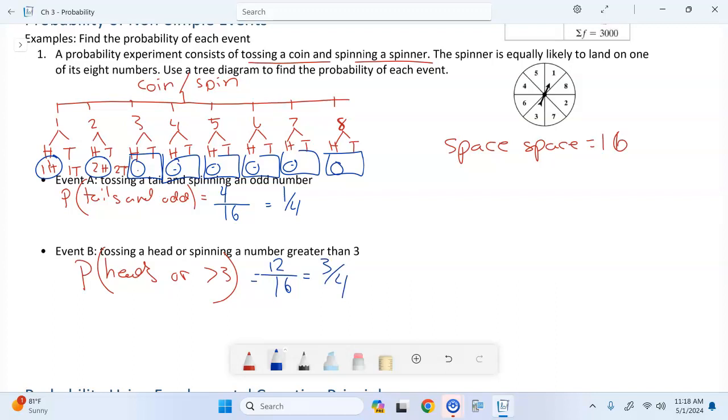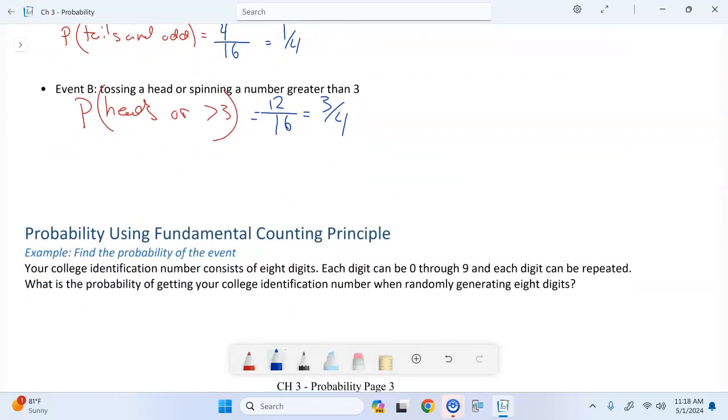So all the different ways that we can get our event divided by the number of outcomes. Last but not least, probability using our fundamental counting principle. Okay, your college identification number consists of 8 digits. Each digit can be 0 through 9, and each digit can repeat. What's the probability of getting your college identification number when randomly generating 8 digits?